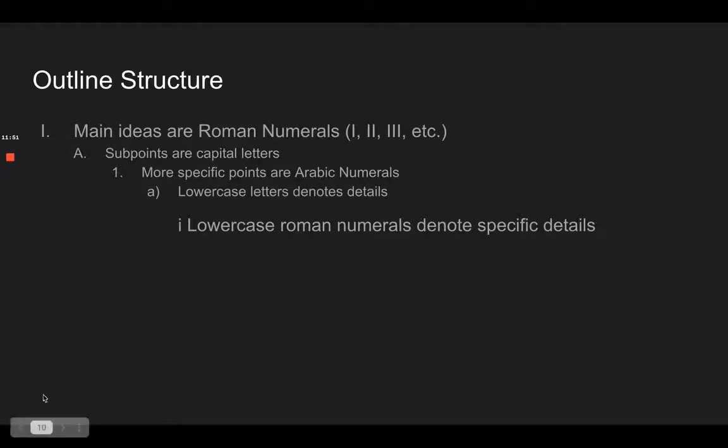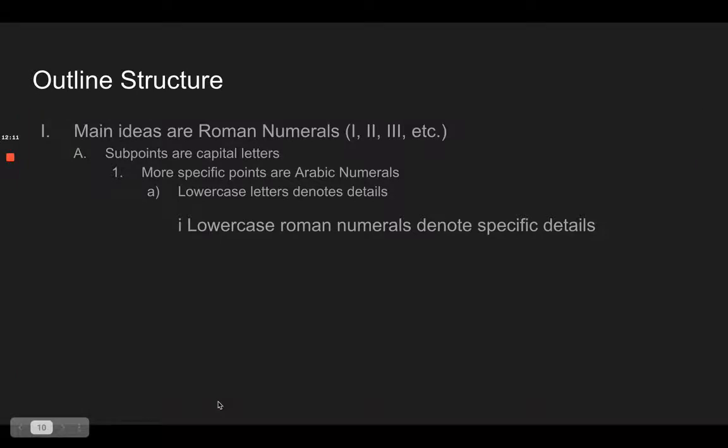is that main ideas are Roman numerals, subpoints are capital letters, more specific points are Arabic numerals, and that's your numbers. Lowercase letters denote details, and lowercase Roman numerals are more specific details.